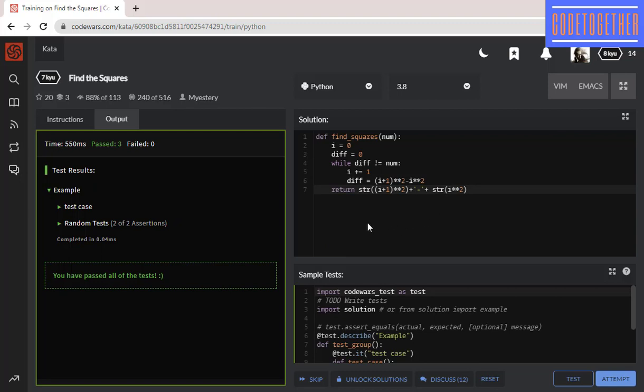Solve this 7k kata with the simplest solution. We can also solve it with a more developed solution, but for now it's okay, and just attempt.